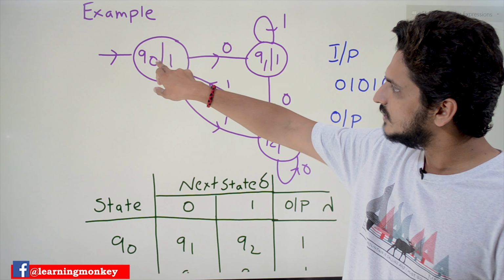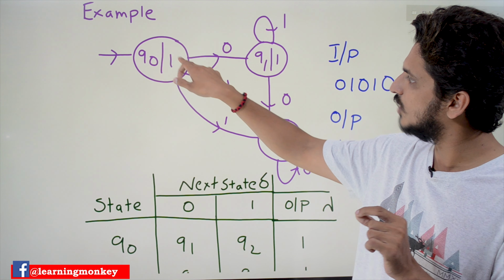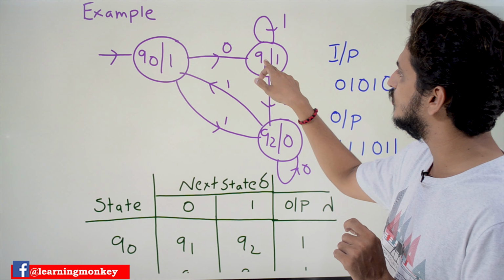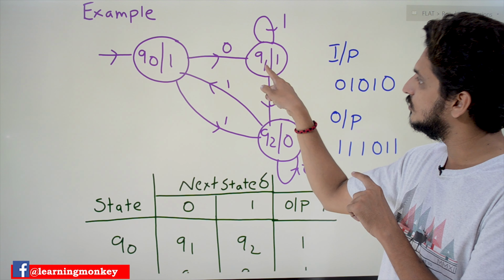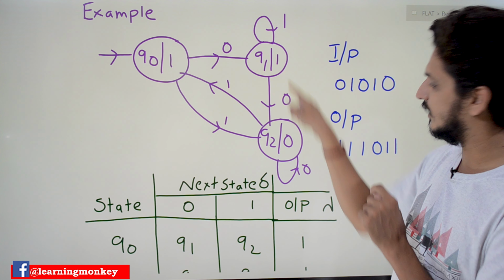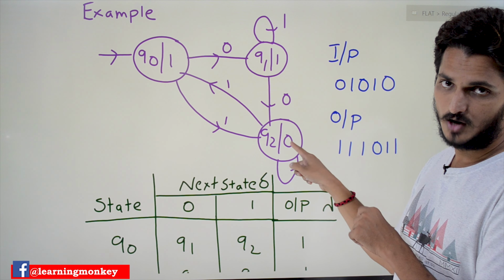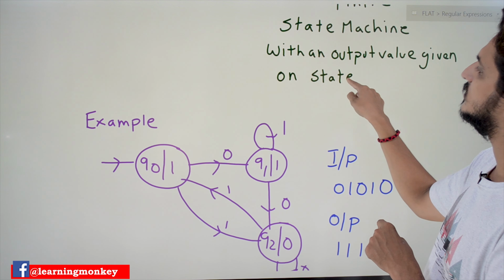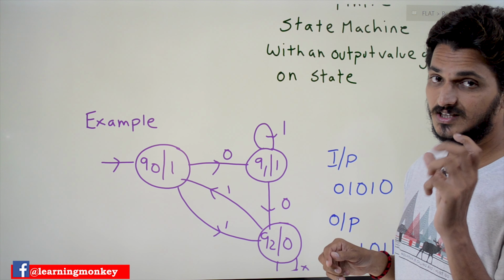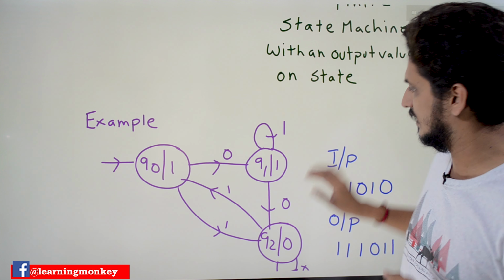On state Q0, if you are on state Q0, you have to display the output 1. On state Q1, after the slash, that is the output. On state Q1, we have to display 1. On state Q2, you have to display 0. That is the meaning of an output value given on state. For each state, there is an output symbol. That is the meaning of it.